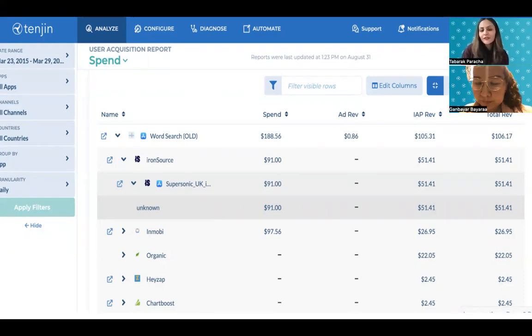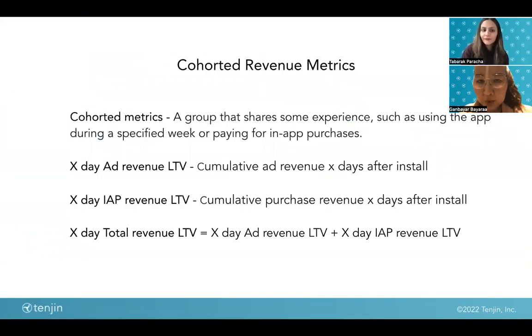And what are cohorted metrics and how are they calculated? Yes, so cohorted metrics are a little bit different from ad revenue or non-cohorted metrics. They usually look something like X day ad revenue LTV, X day ad revenue LTV per user. And this is the cumulative ad revenue X days after install. So that means that they all have something in common, like the date of install.